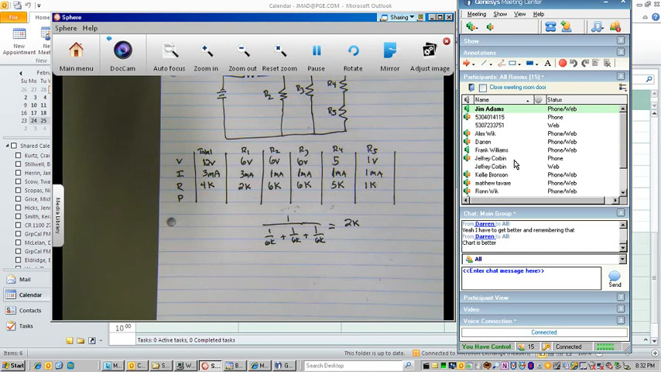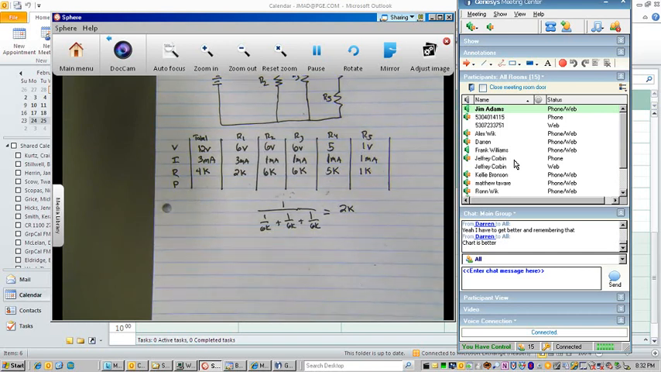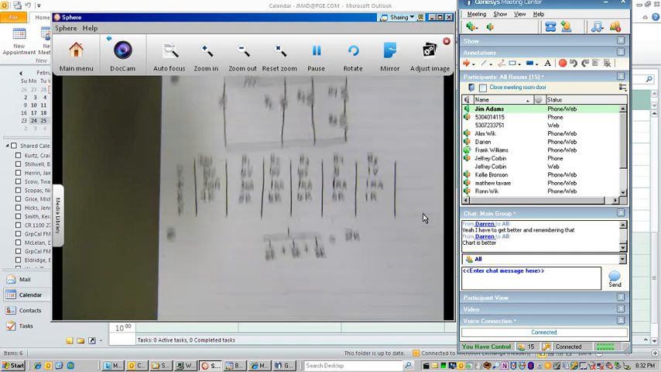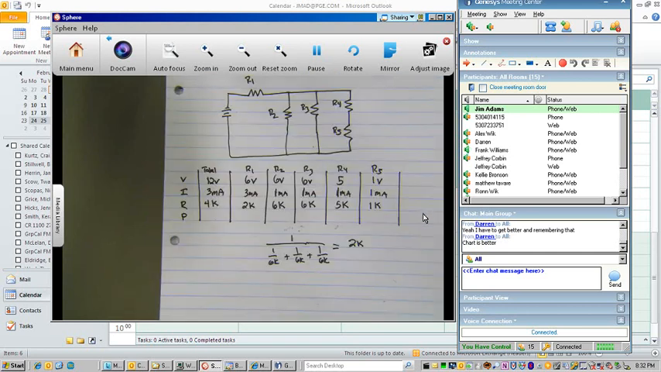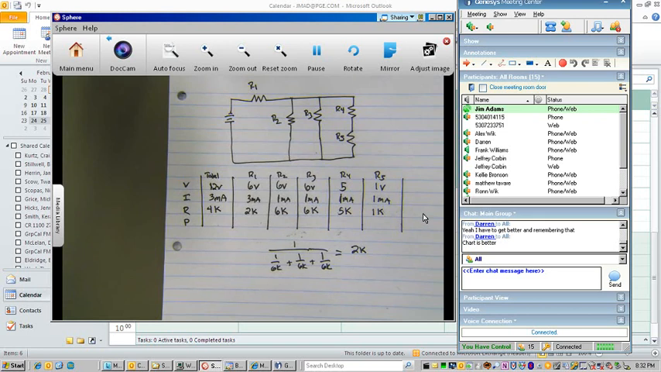Okay. So if R5 is 1K, how much voltage does R5 drop? 1 volt, yep. Which means R4 is going to drop how many? 5 volts, right? Yeah, for R4, because it has to equal 6. So what's going to be the value of R4's resistance? 5K, that's right.